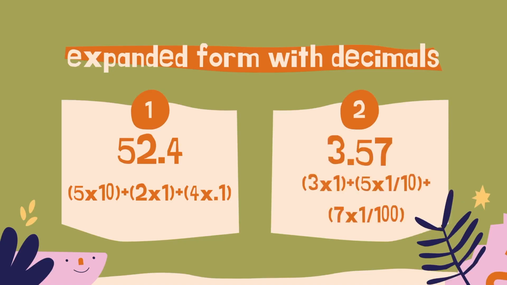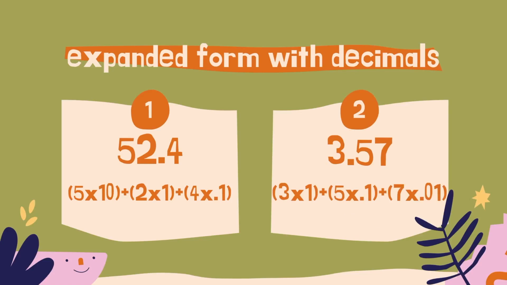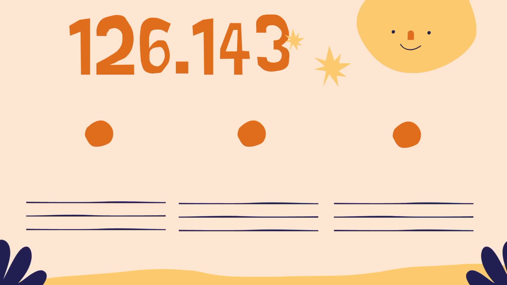Next up, we have 3 and 57 hundredths. Let's see what that would look like in our next level expanded form. We have a 3 in the ones place, so that's going to be 3 times 1. We have a 5 in the tenths place, so 5 times 1/10, and a 7 in the hundredths place. 7 times 1/100. You can either write it like this with the fractions, or you can write it using the decimals instead. Let's take a look at an even bigger number.